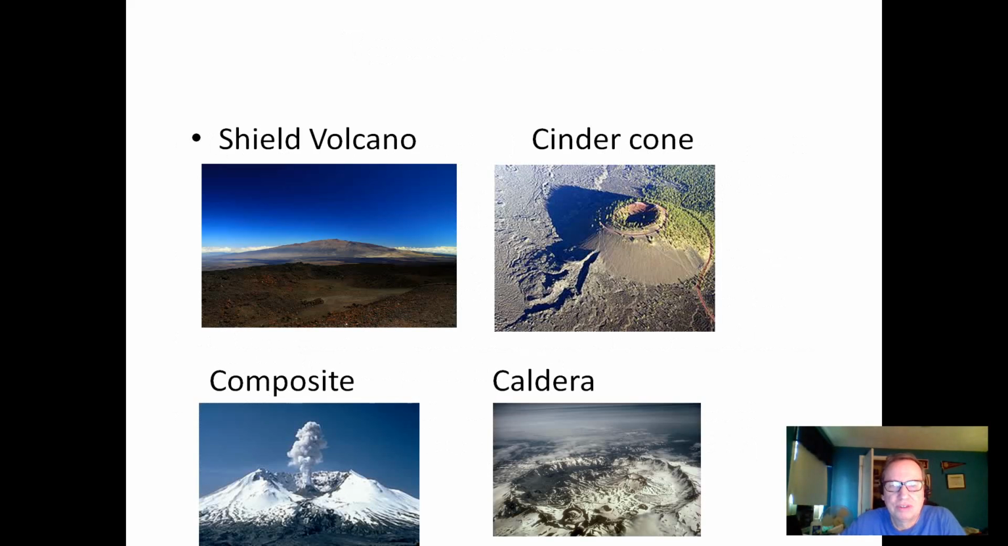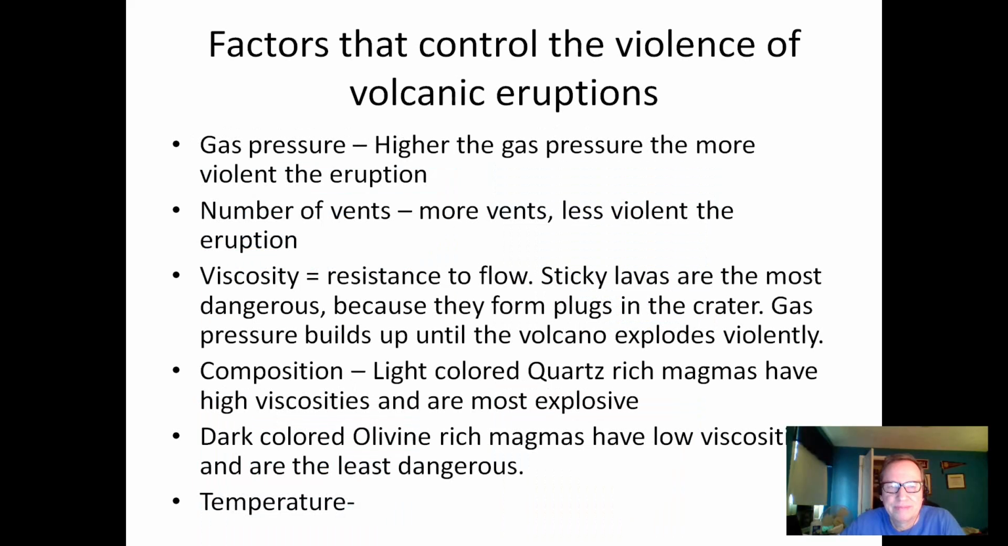And here's some pictures of volcanoes that you can see. So there's shield volcanoes that are very wide at the base, not very tall. Then there are cinder cones, like think of an ice cream cone upside down. And then there's the composite volcanoes, like Mount St. Helens. And then lastly are the calderas, or the bowl-shaped volcanoes.